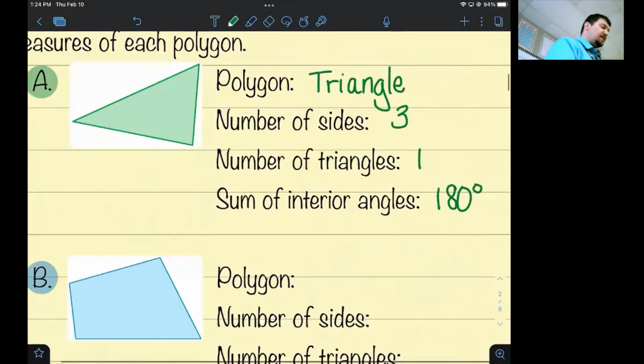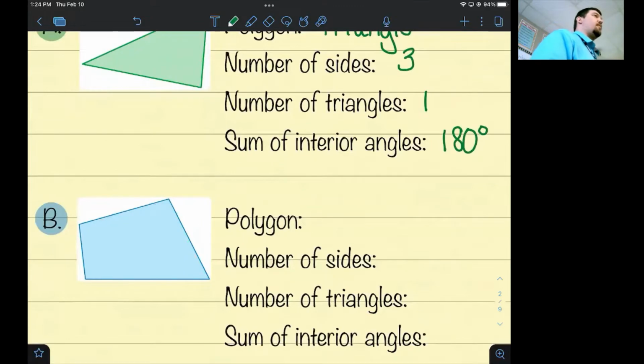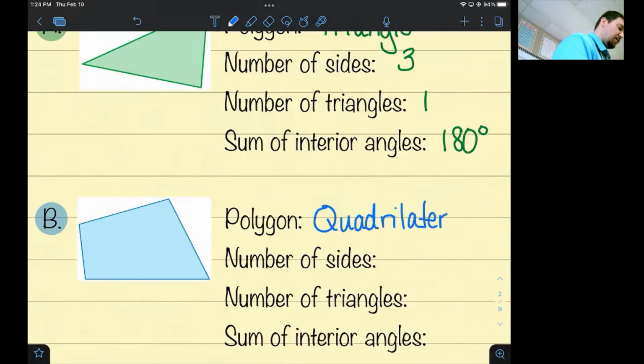Now let's move into this shape, which has 4 sides. What do we call a 4-sided shape? Sky? A quadrilateral. That's exactly what we're going to put here. Quadrilateral. Again, why is it not called a trilateral instead of a triangle? I don't know. Quadrilateral, that one actually has the word lateral in it. Number of sides, 4. Number of triangles, let's draw them.